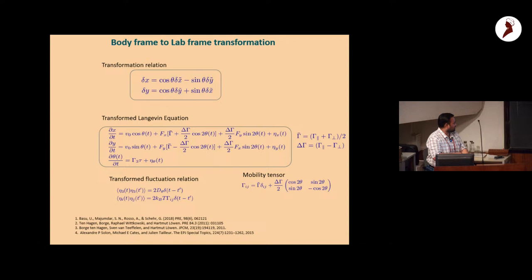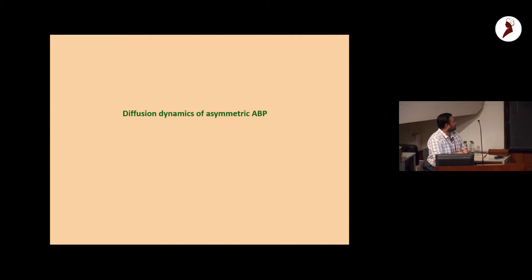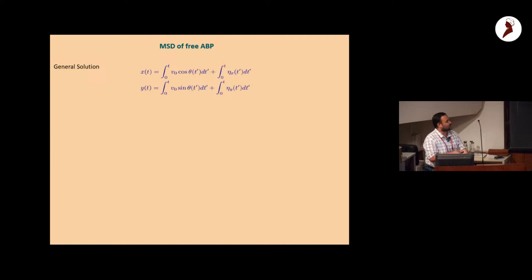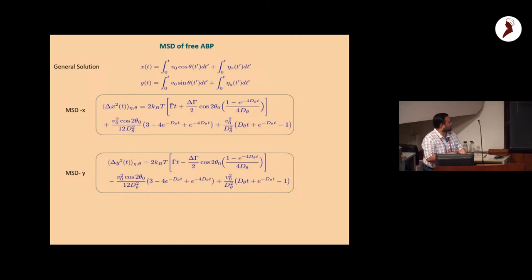So now we will see the diffusion dynamics. We will just take the MSD of the free ABP of that kind of system. Fx and Fy will be zero in the previous equation we have shown, and the general solution will only depend on the initial active velocity and this noise. So this will give the exact expression of MSD along the x-axis and MSD along the y-axis. We will see that this depends on delta gamma, which gives the effect of the asymmetry here, and theta 0 is the initial orientation angle with which the particle starts.